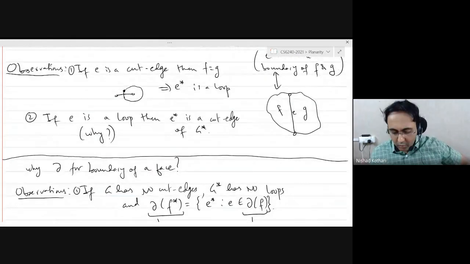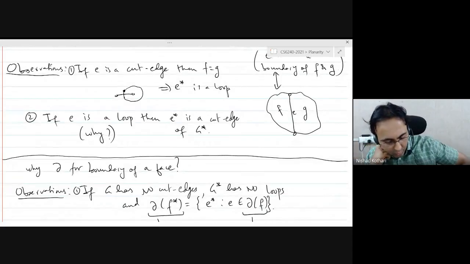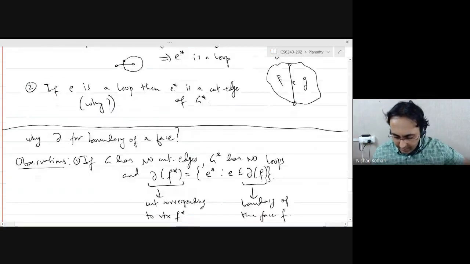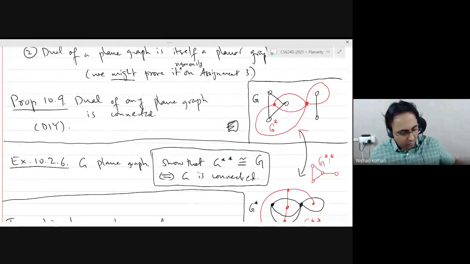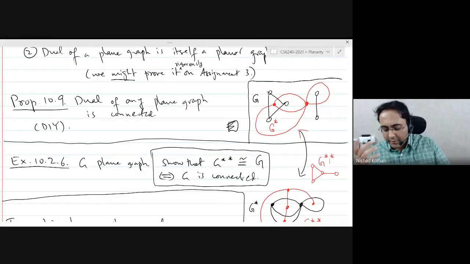So let's start from where we left off yesterday. We were discussing, well, yesterday we defined what a dual of a plane graph is, right? And I made one lapse that I want to correct. At some point we discussed that the dual of the dual is the original graph so long as the original graph is connected. There is a caveat here.